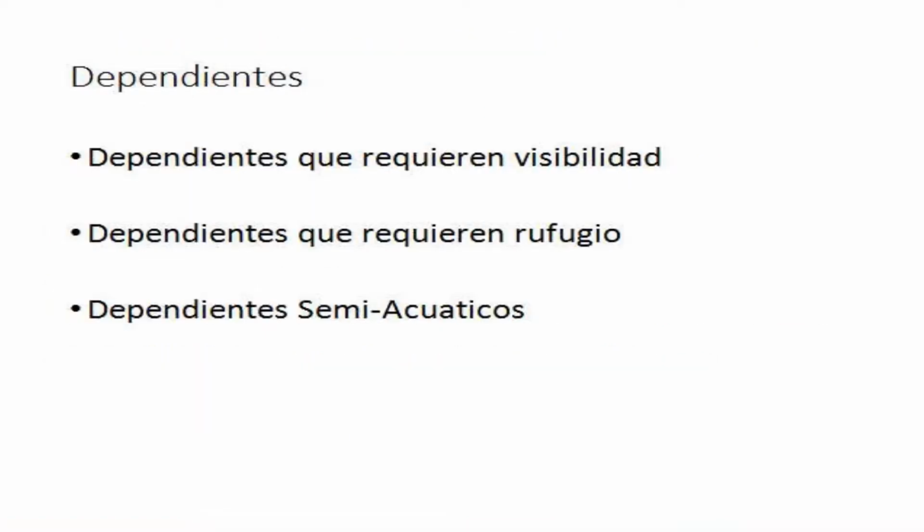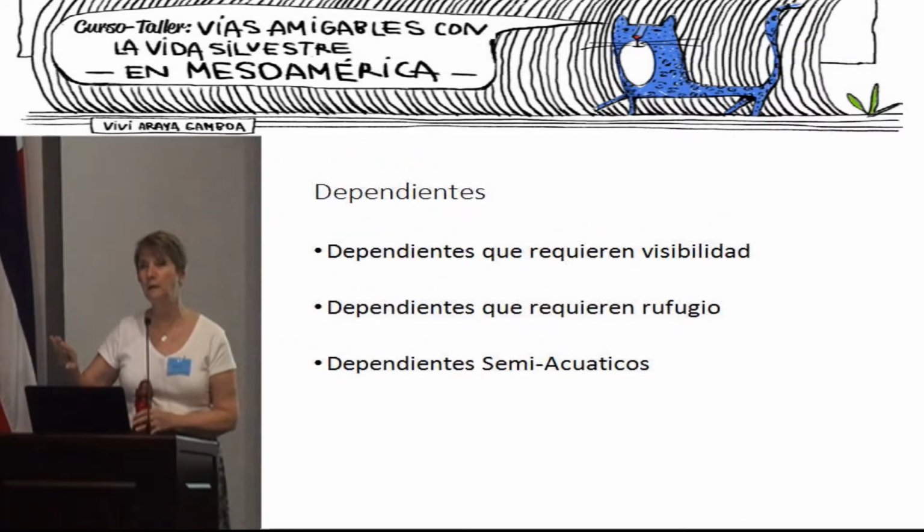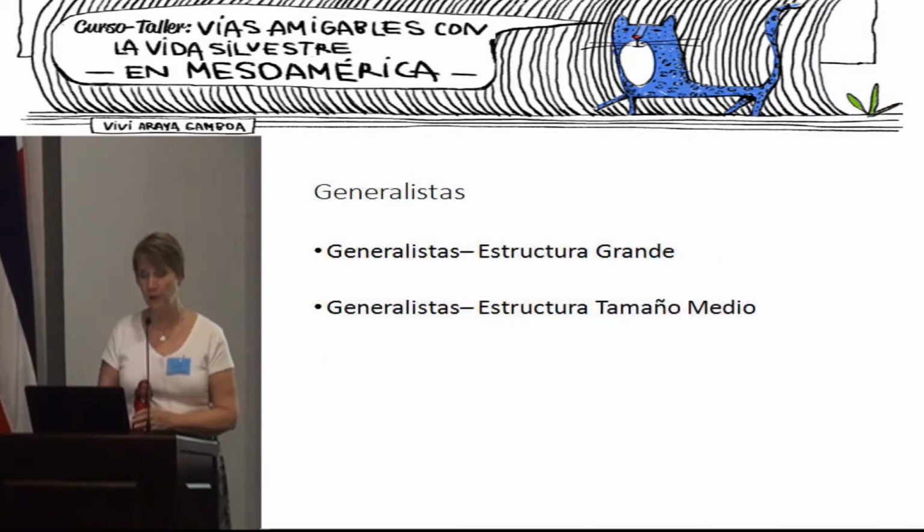They have extremely specialized needs. So of the dependents, there are types that require greater visibility, lots of visibility. Those that require the opposite, they require cover. And the last are ones that we call semi-aquatics, which means the ones that like to travel next to waterways, not in the water. So we're not talking fish, we're talking animals that like to go next to water. Those that are in the water, the aquatic organisms, that's a different topic altogether. Related, but I'm not talking about it.